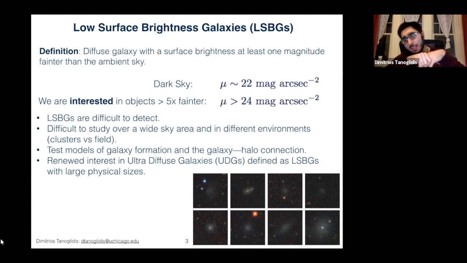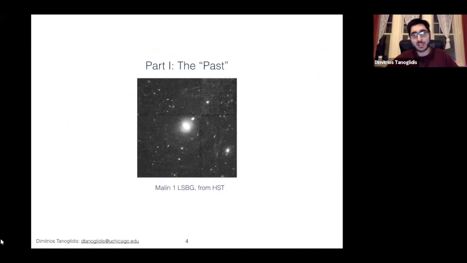Furthermore, there has been a renewed interest in a specific class of low surface brightness galaxies called ultra diffuse galaxies, defined as low surface brightness galaxies with large physical sizes. So I gave you a summary of the LSBG research, and I'm going to elaborate on that and split the talk into 3 parts. First, the past, by which I mean till really recently and everything that's not our work. Then the present state, so pretty much our work, and then a little bit about the future. Okay, let's start discussing the past.